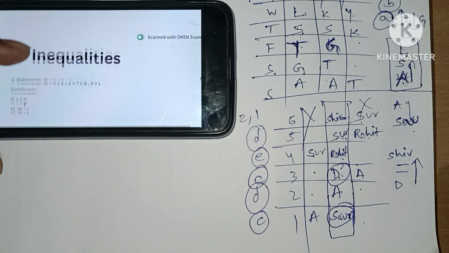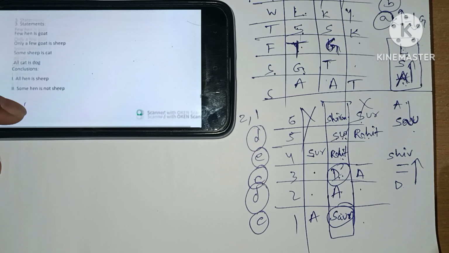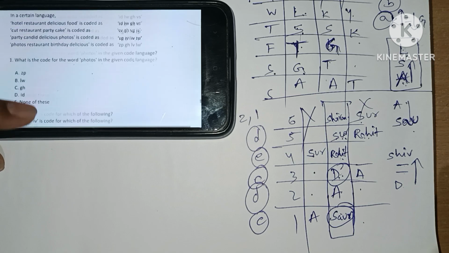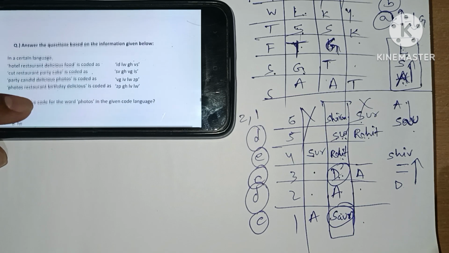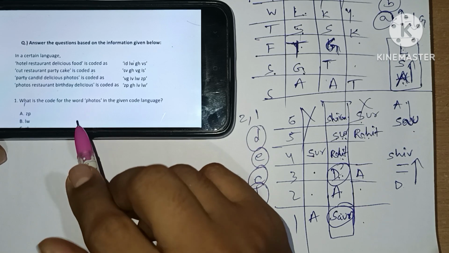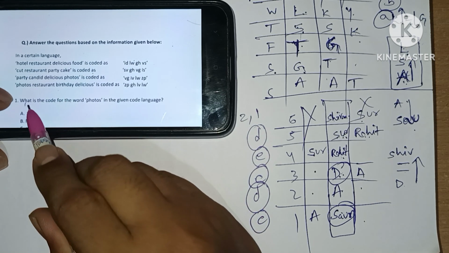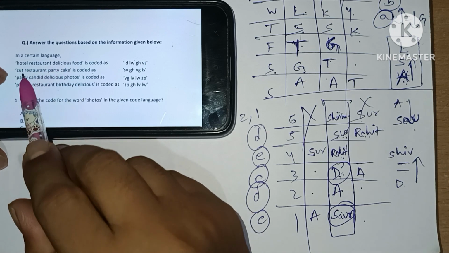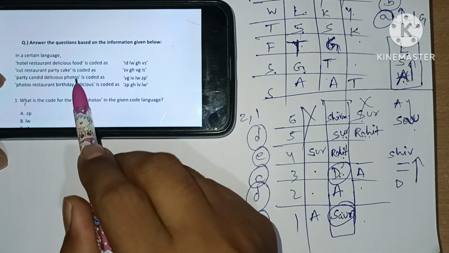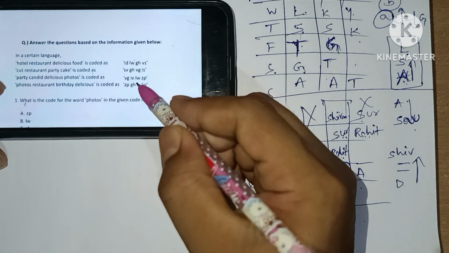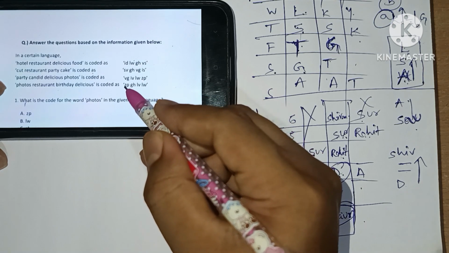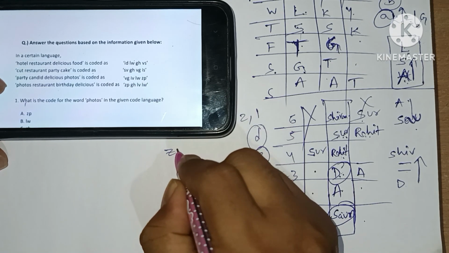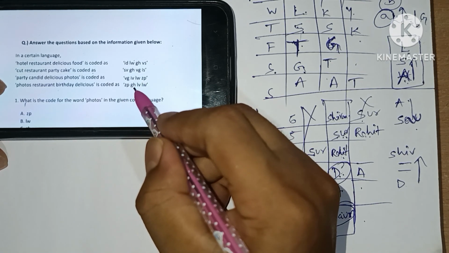Now we are going to see a coding decoding miscellaneous reasoning question. Here we need to find the code for the word photos. Here we need to check the word photo. Where is photo? Here is photos and here also photos. The common words from these two: ZP. Is there any other common word?